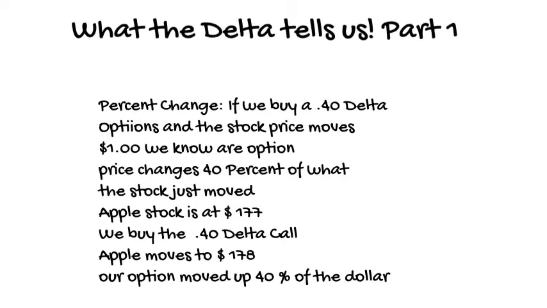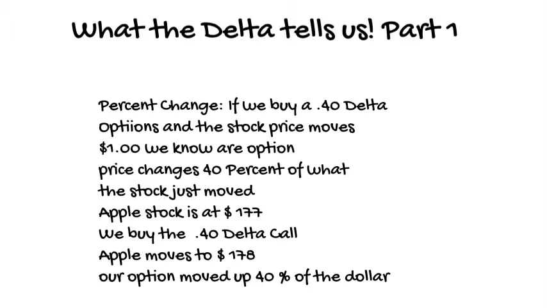So the first is the movement in the stock price definition. Delta describes the percentage the option price moves with a stock price movement. So for example, a 40 delta option will move 40% of what the stock just moved. That is the percent change.